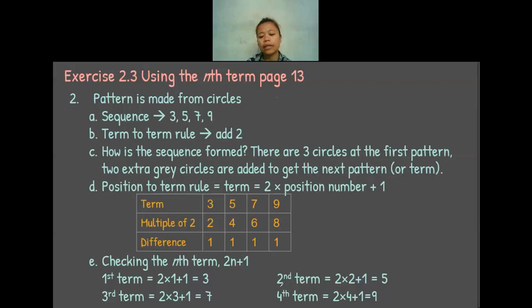If it is the second term, the letter n, we replace it with the number 2. Multiplication has to be done first before addition. So it will be 2 times 2 plus 1, which equals 5. And then for the third term, we replace the letter n with 3. So later the final answer will be 7. For the fourth term, we need to replace the letter n with 4.